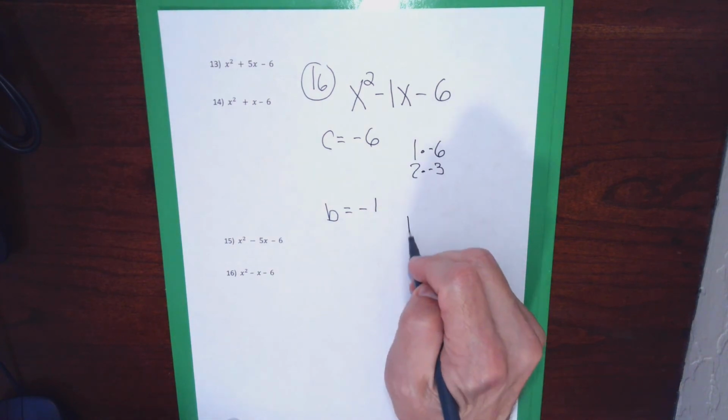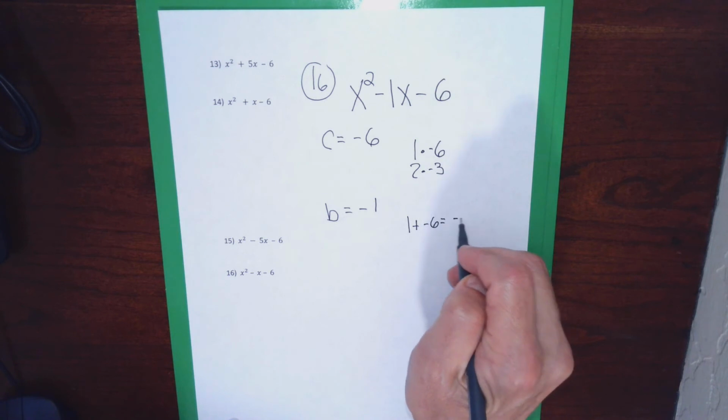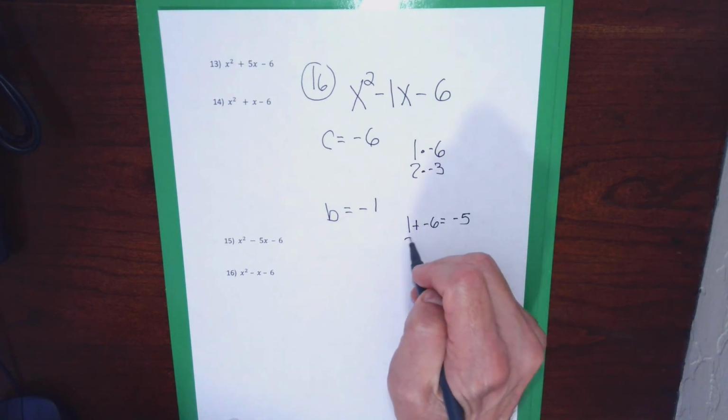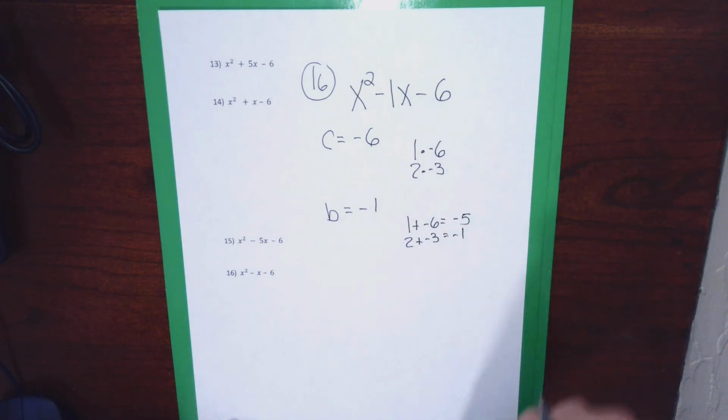Now let me add these numbers up and see if I can get the pair that I need. 1 plus negative 6 adds to negative 5. That's not the pair that I need. 2 plus negative 3 adds to negative 1. That's the pair that I need.